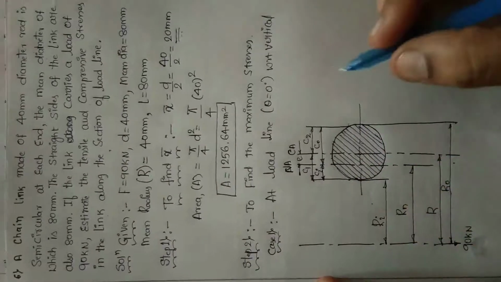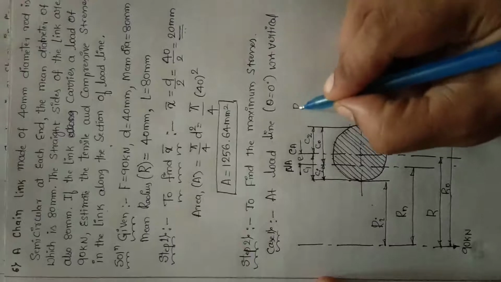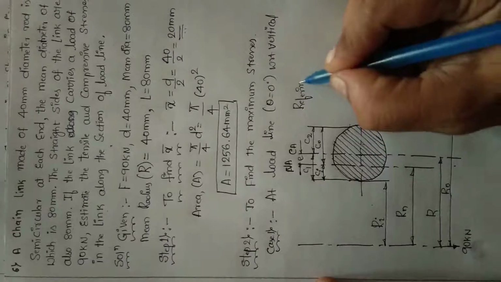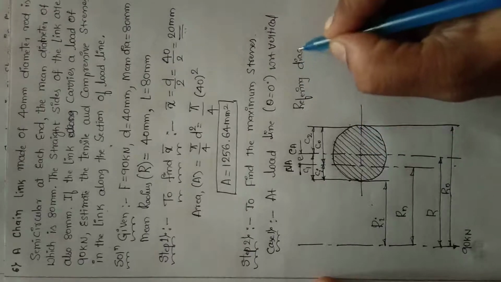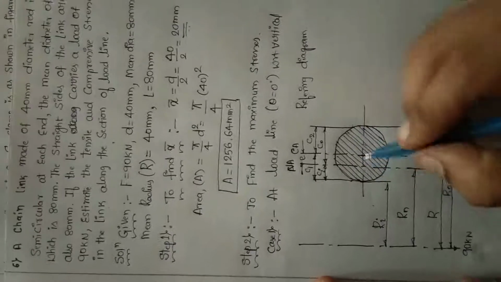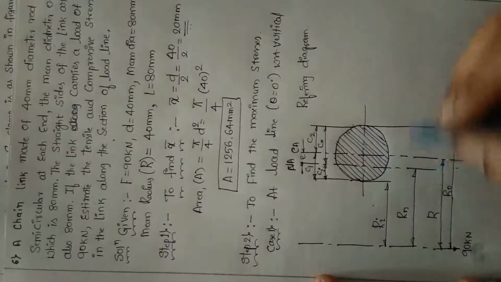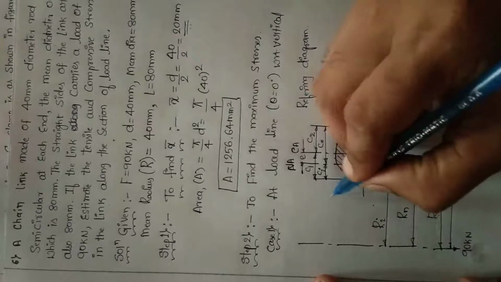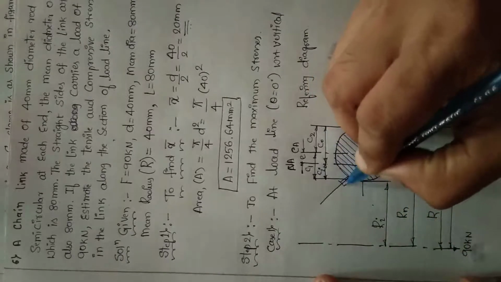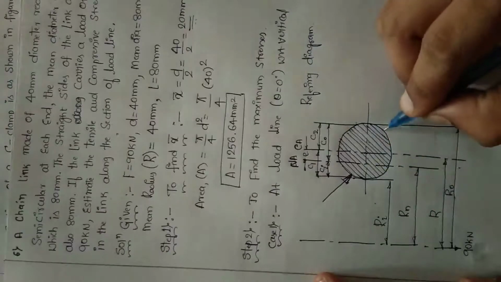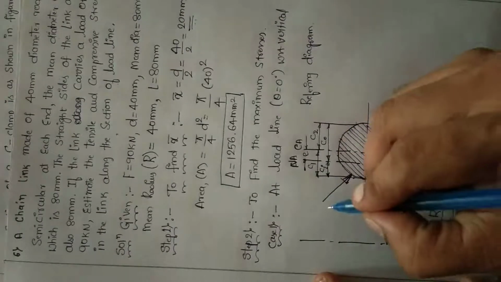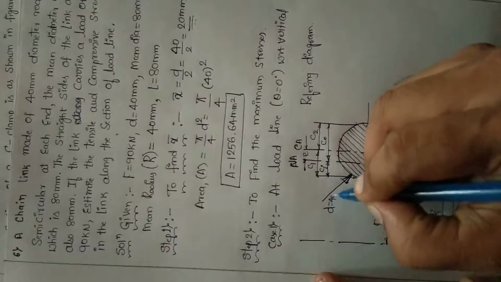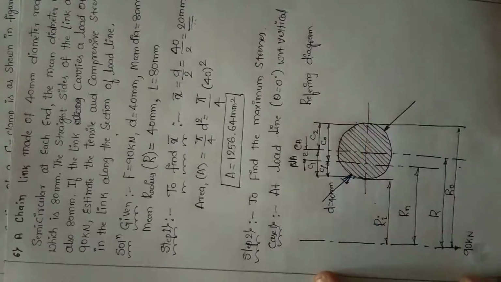Now I will specify, referring to the diagram. I can write the total diameter here, somewhere here. So this is small d, which is 40 mm, so that it will be clear.